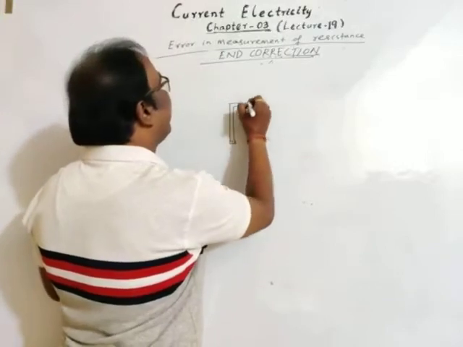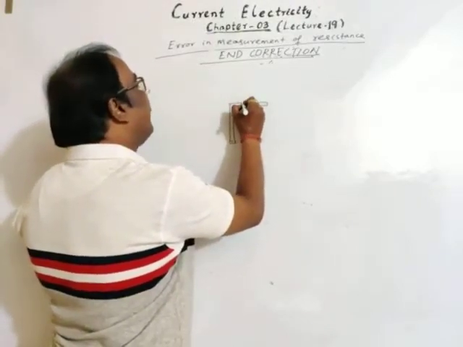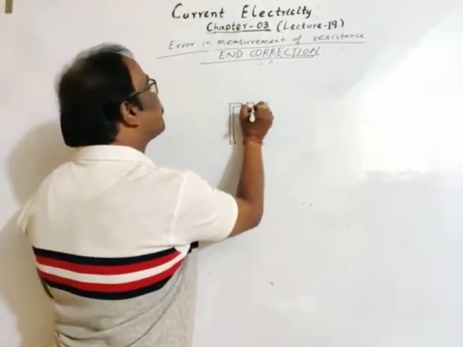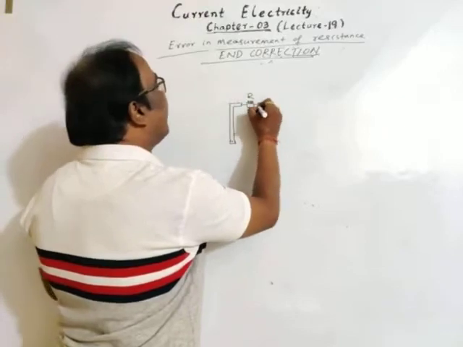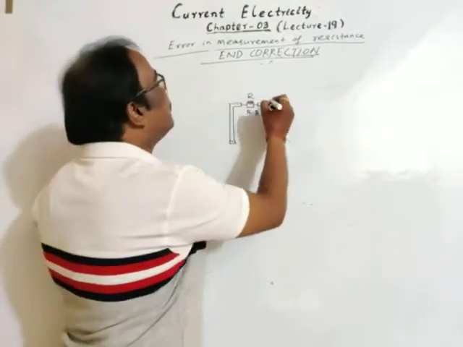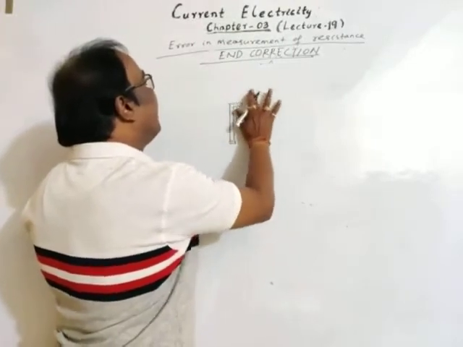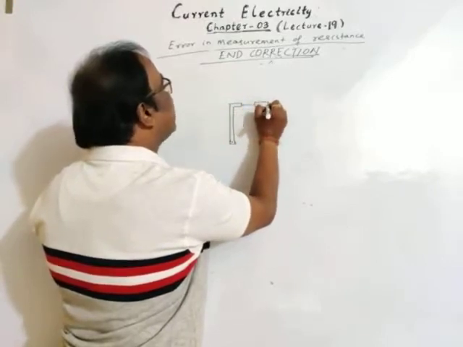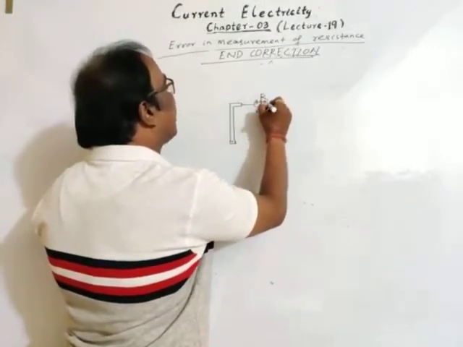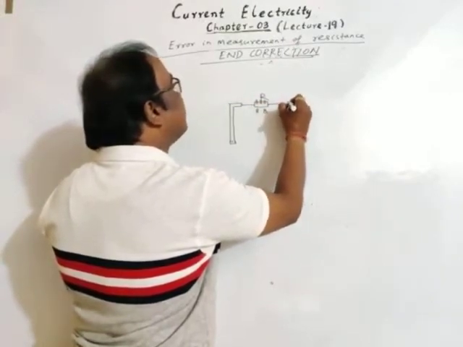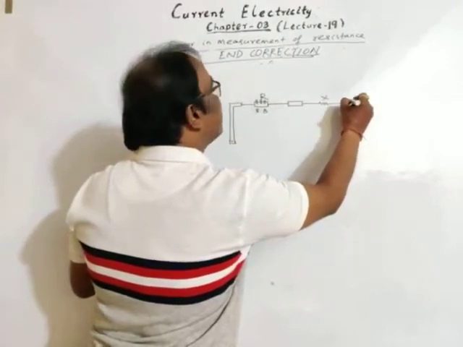This is the connecting wire. This is the left gap, and here we have connected a resistance box of known resistance. Let this resistance be R. This is the thick copper plate or copper wires. So this is the unknown resistance. This is the resistance box. We fix a known value of resistance R. And this is the middle part, thick copper wire, and this is the unknown resistance X connected.